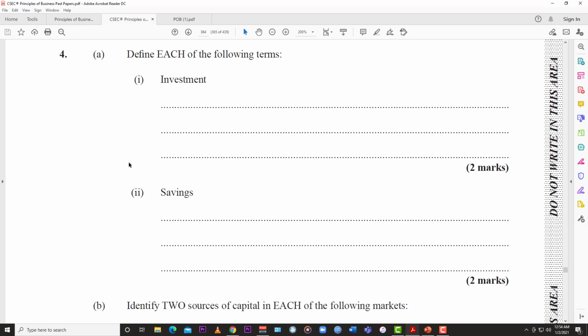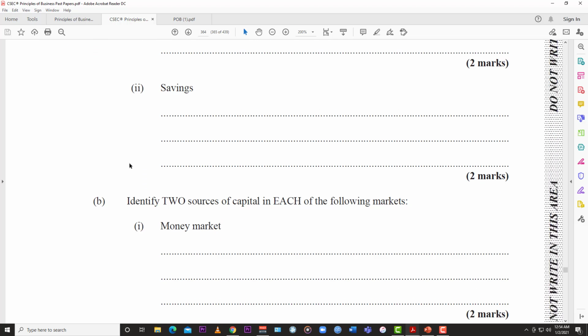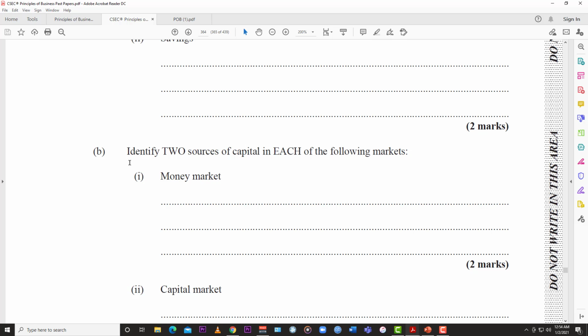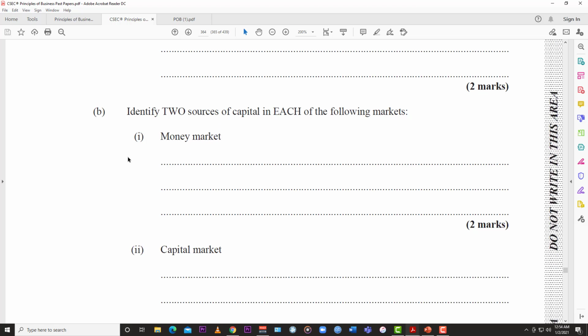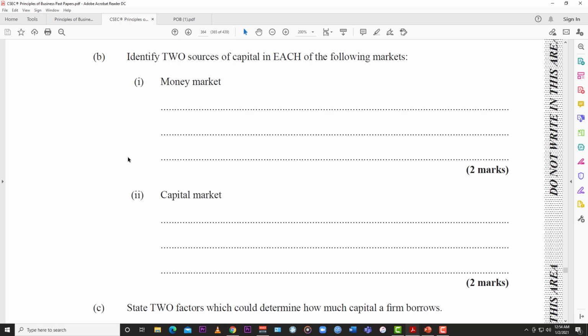So that's investment and savings. Then number 4, part B. This number 4 is taken from the finance section of the syllabus, business finance. Number 4B says: identify 2 sources of capital in each of the following markets.